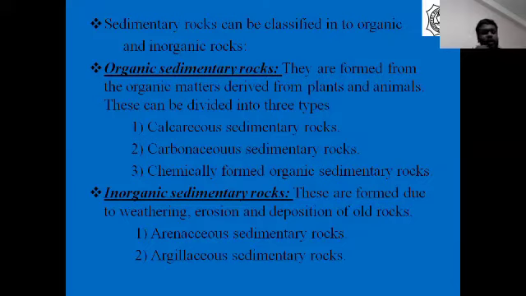Next, chemically formed organic sedimentary rocks. This category of rock is the result of direct precipitation of minerals from their solution in water. Rock salt, gypsum, nitrolite, and saltpetre are examples of such chemically formed sedimentary rock, as a result of evaporation of water, leaving the substance in its original position. These are chemically formed organic sedimentary rocks.